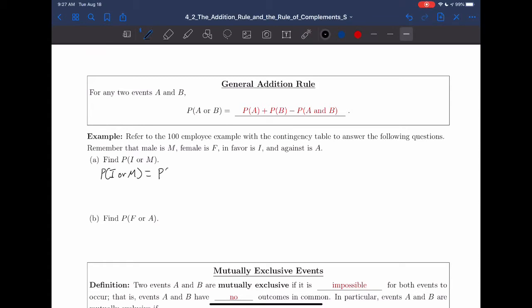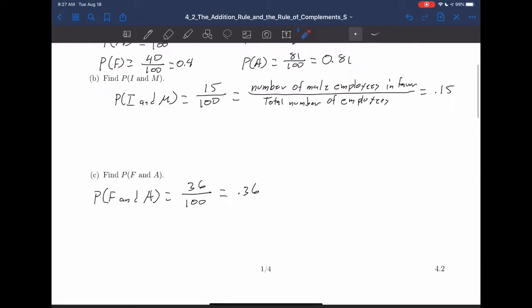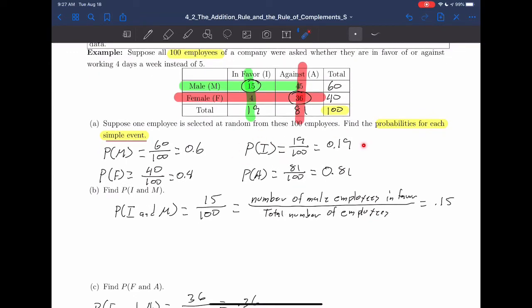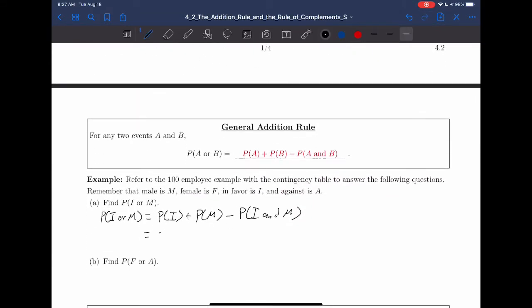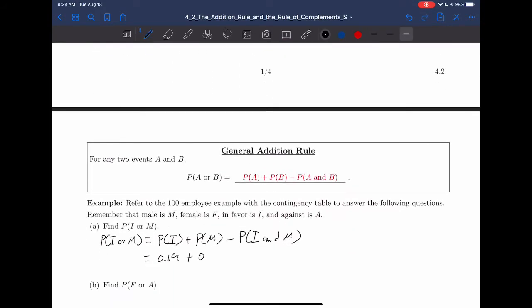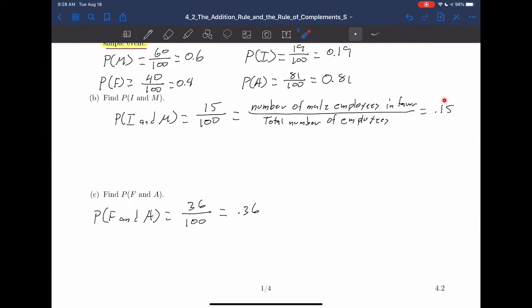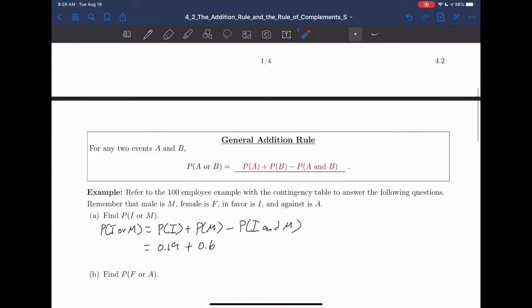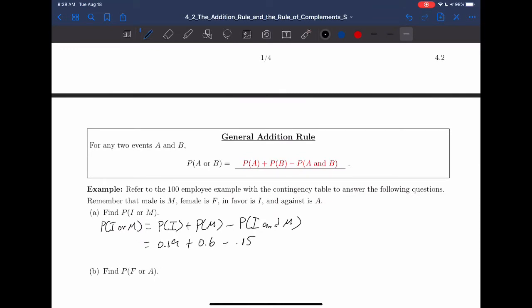If we follow the formula, this is just the probability of I plus the probability of M minus the probability of I and M. But we already calculated these values. If you look up here, the probability of a person who's in favor is 0.19. And the probability of getting a male, if you look up here, it's 0.6. And then we're subtracting the probability of I and M, which is 0.15. So we already calculated these values, so all we have to do is compute it, which is 0.64.